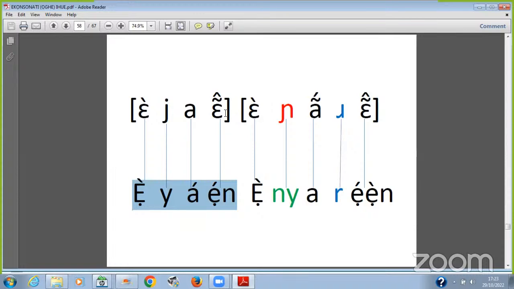But we just assume that, once you write Y-A-E-N, you have written a yan. It's wrong. So this is the correct way of writing it. You have this sound. The first E there is represented by the letter E with a subdot. And then you have the N, which is a nasal consonant, represented by the digraph NY.